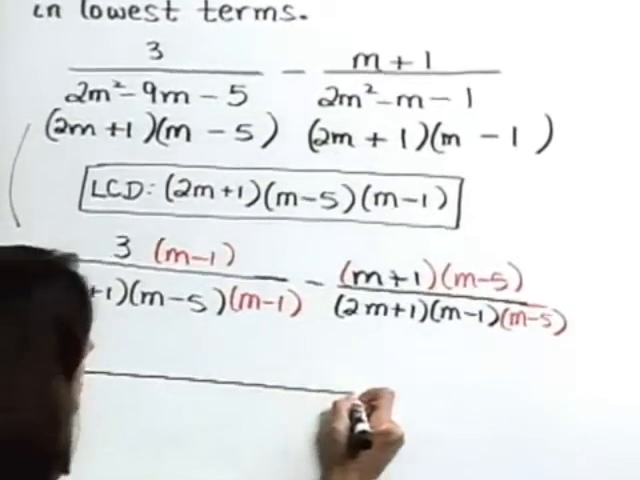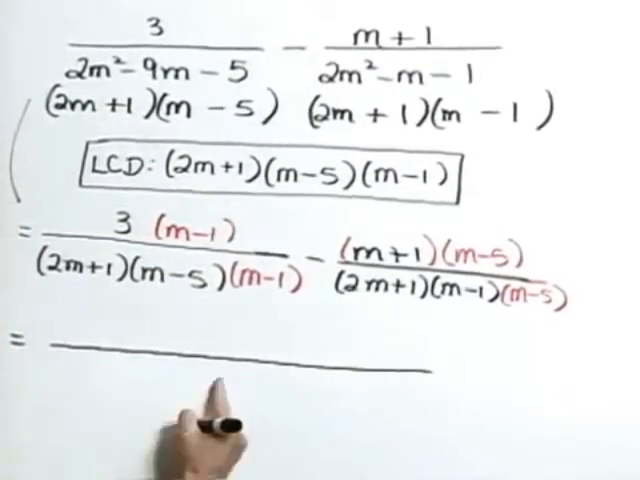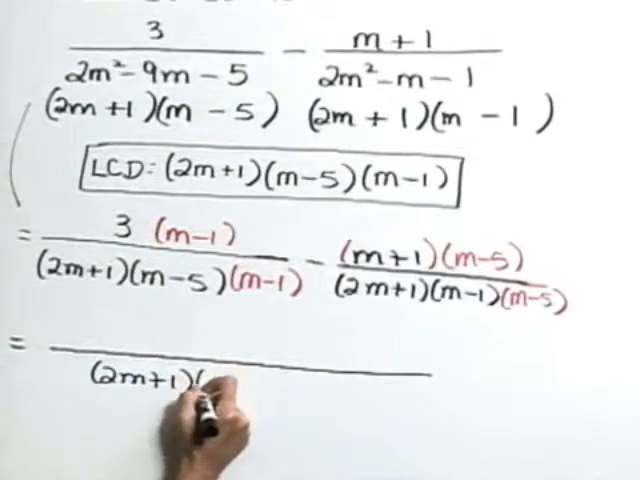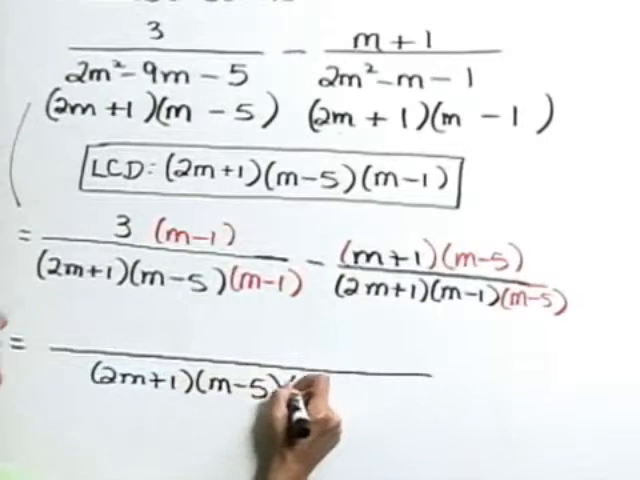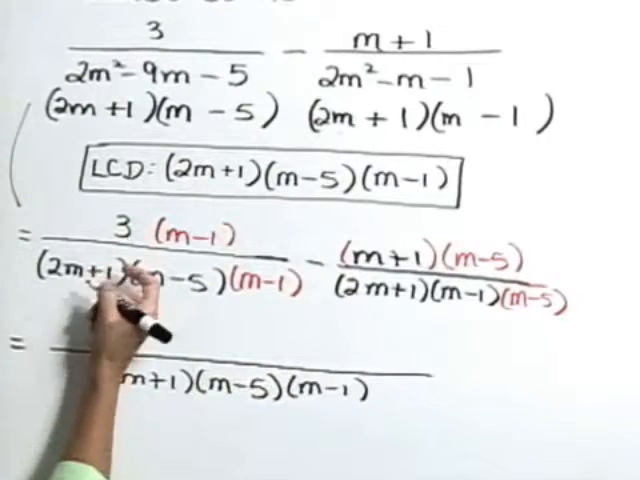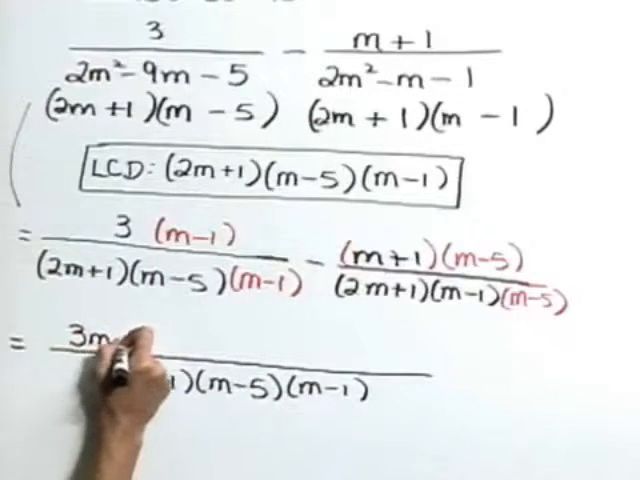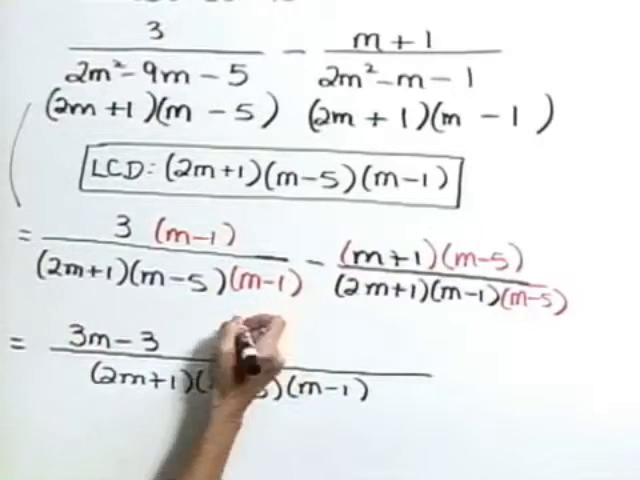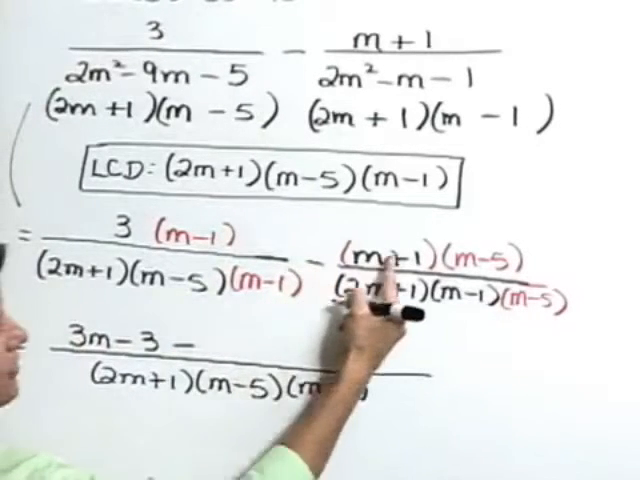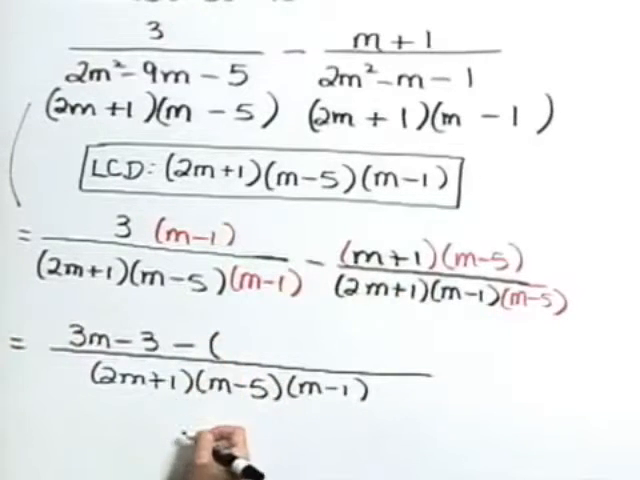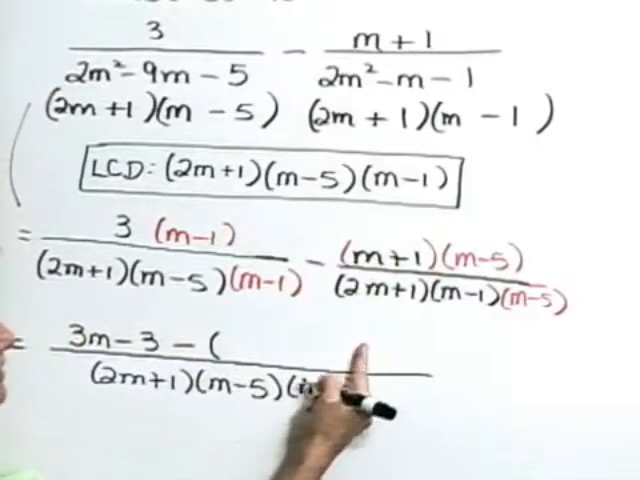So at our next step, let's just write that denominator one time with one long fraction bar: 2m plus 1 times m minus 5 times m minus 1. And let's begin to simplify the numerators. Starting here with multiplication, we get a 3m minus 3. Now be careful with this minus sign. We're going to have to subtract everything that follows it. So I'm going to put a subtraction symbol and then open a parenthesis so I remember to subtract everything that follows.